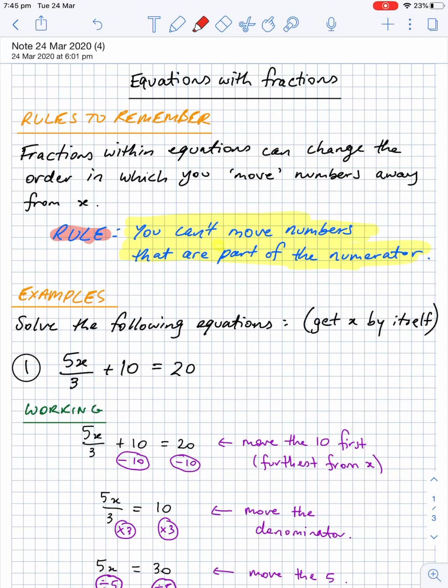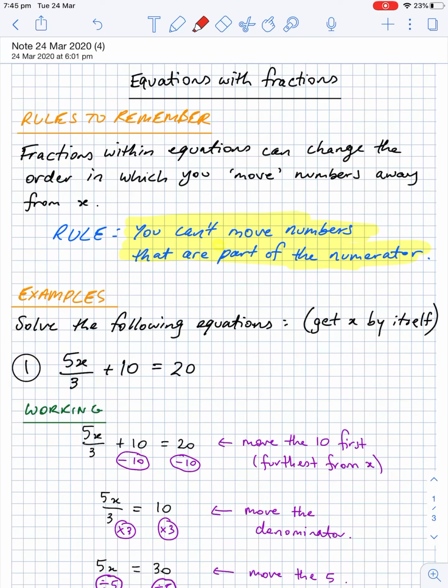Okay, so first up, the rule is you can't move numbers that are part of the numerator. In the fraction, the numerator is the top of the fraction. If you've got your number shoved in that numerator, you can't quite move it. You need to actually remove the denominator first, so that there's no longer any sort of fraction, and then you can move the number away. So let's give it a try.